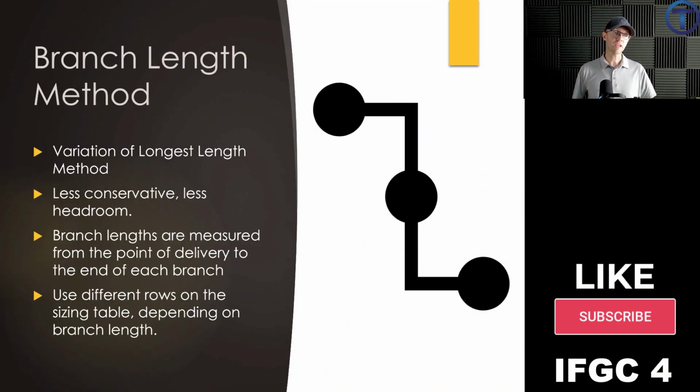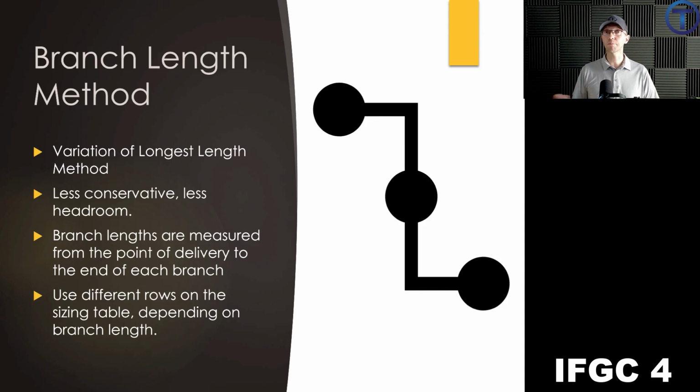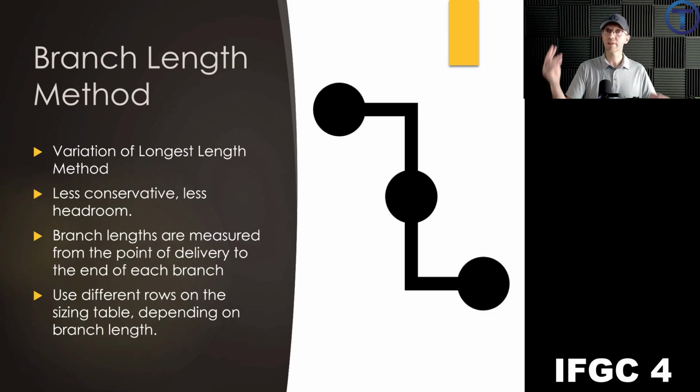Branch lengths in the branch length method are measured from the point of delivery to the end of each branch. Now, in the longest length method, we go from point of delivery to the furthest appliance. In this case, we go to each appliance, and it's measured from the point of delivery to that appliance. Because of this, we use different rows. When we're using the longest length method, we stay on the same row. We find our longest distance and stay on that row the whole time. That's more conservative. But in this case, we're going to be bouncing around on that sizing table a little bit, depending on the length from the point of delivery to the branch, to whatever appliance we're going to. And that's what creates some variation here.